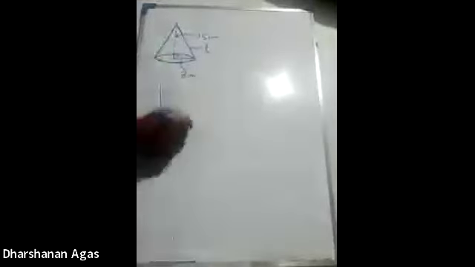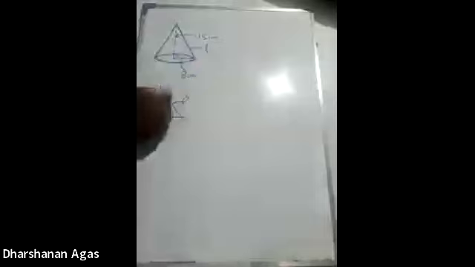Now the slant height, students. First one. See, this is the slant height L. So there is a right angle triangle formed. This is L. This is 8 centimeter, here 15 centimeter. We should find the L. So we have to use Pythagoras theorem.